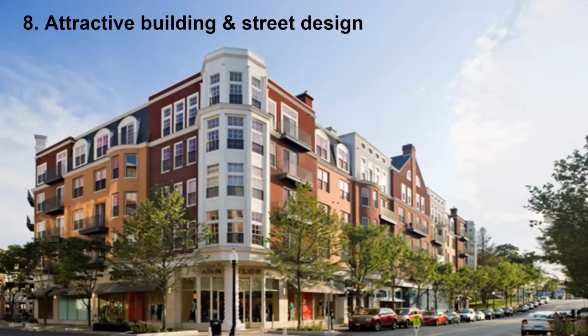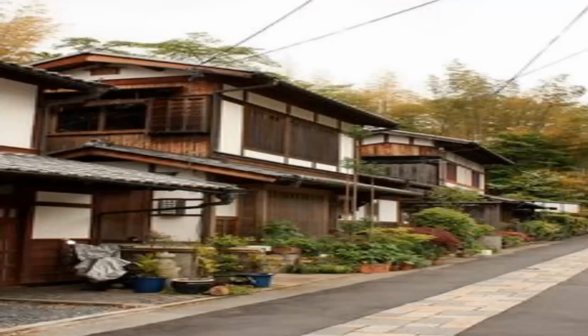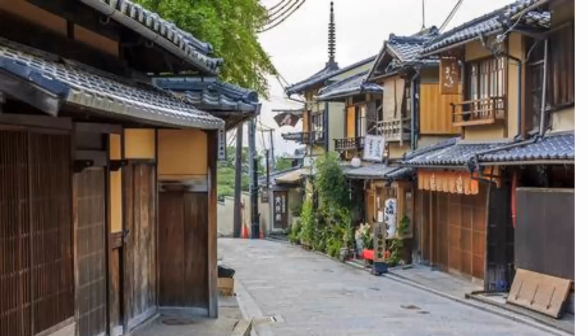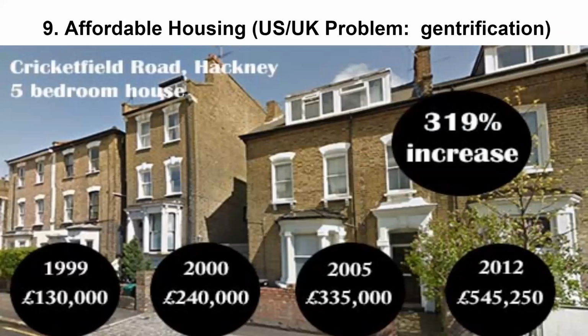Next one, attractive building and street design. In Japan, they used to build nice buildings. Most foreigners love old Japanese buildings. However, these days, many houses look like this. Most of my foreign friends and I think it's very depressing. No trees, no garden, no Japanese architecture. We find this very depressing, and it's also bad for the environment without the trees. Another bad example.